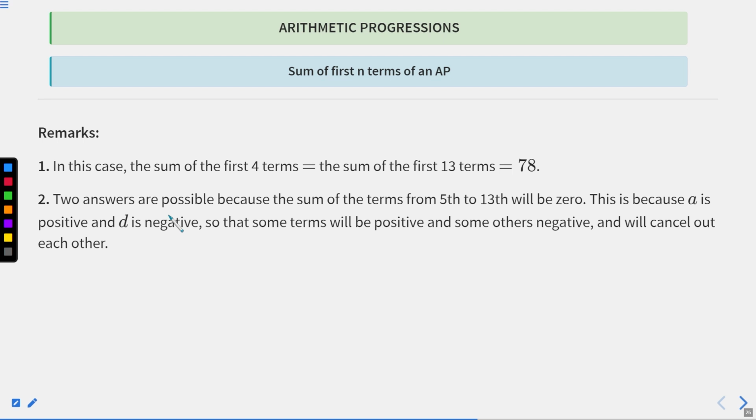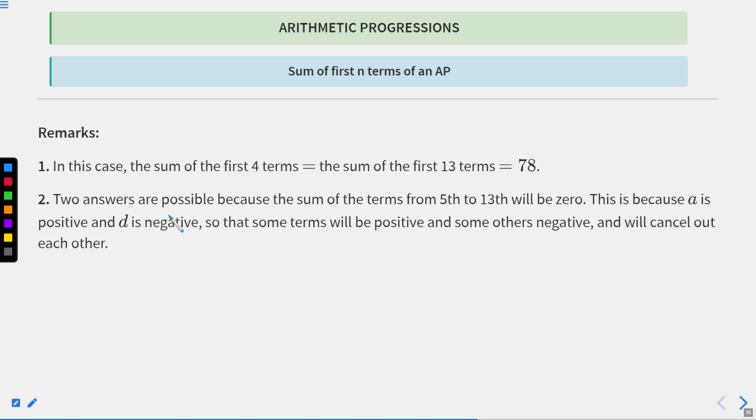In the first one, in this case, the sum of the first four terms is equal to the sum of the first 13 terms. This is equal to 78. Okay, so this is our first remark. And the second remark: two answers are possible, because the sum of the terms from 5 to 13 will be 0.